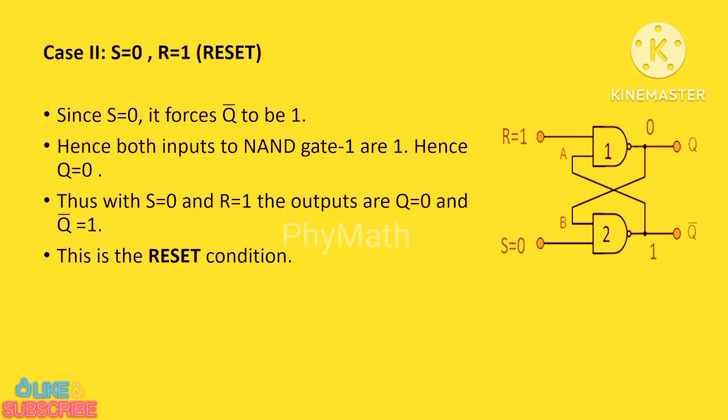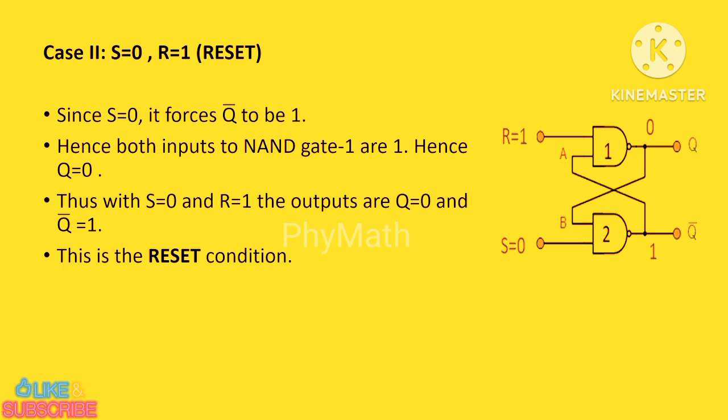Now the second condition, suppose S equals 0 and R equals 1. According to the truth table of the NAND gate, if any one input to the NAND gate is low, then the output is high. For the second NAND gate, that is NAND gate 2, the input is 0, that is S equals 0. So the output should be 1. So when S equals 0, it forces Q bar to be equal to 1.